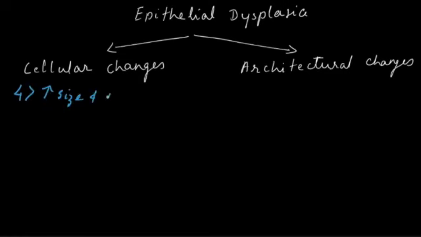The fourth cellular change is an increase in size and number of nucleoli. Nucleoli are basically small basophilic spherical bodies in the nucleus. They synthesize ribosomal RNA and also ribosomal subunits.